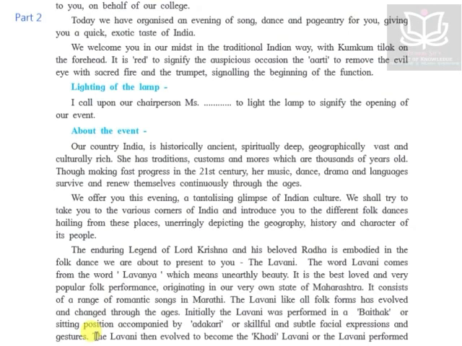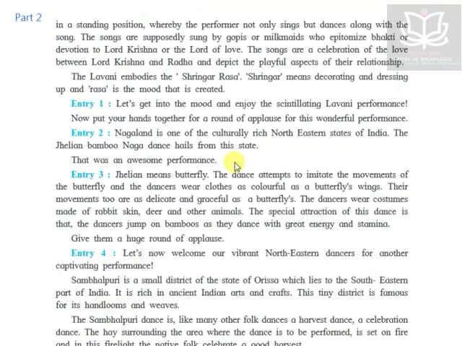Then there are different types of methods. Initially Lavani used to be performed in front of people who used to sit at one particular position, and the important thing was adakari, that is skillful and subtle facial expression. The Lavani then evolved to become the Khadi Lavani, or the Lavani performed in a standing position, where the performer not only sings but dances along with the song.